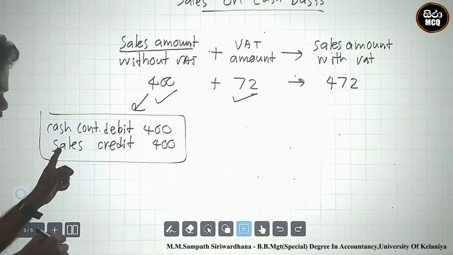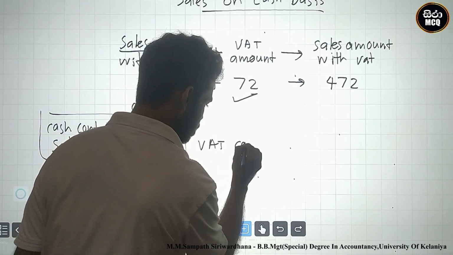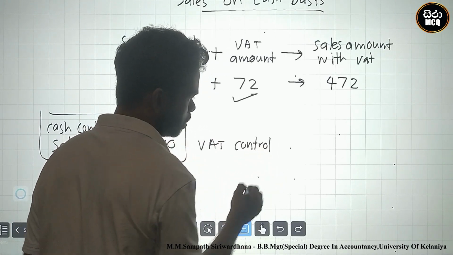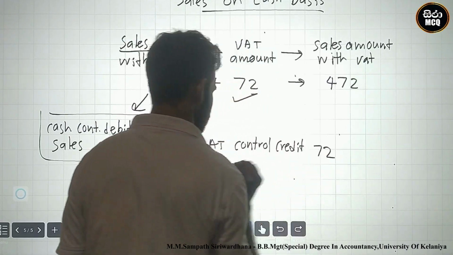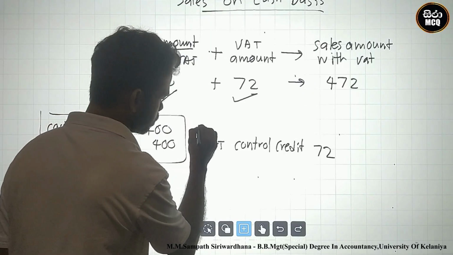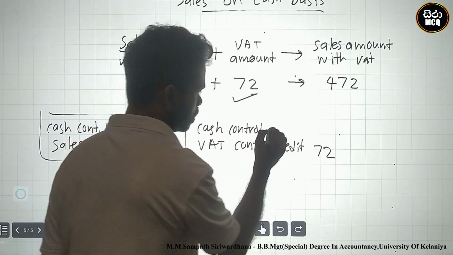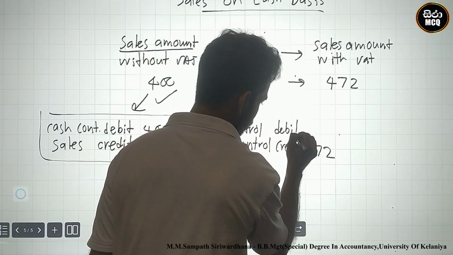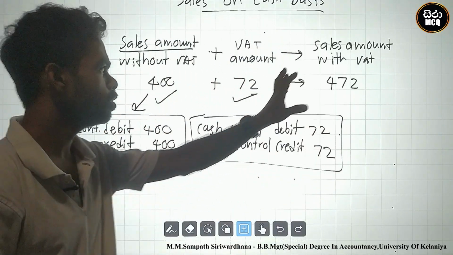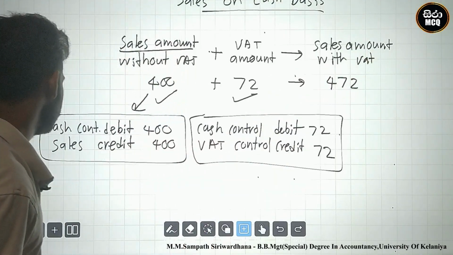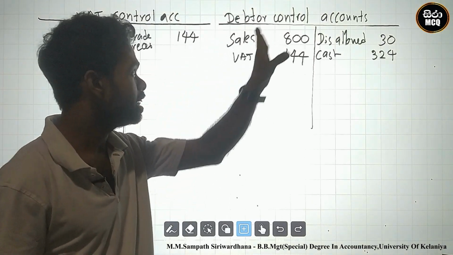VAT amount, what is the double entry? VAT control credit 72. Debit to cash control, debit 72. This is enough for recording the transaction. Ignore this 472. Look here. We must focus on the VAT control account and the debtor control account.